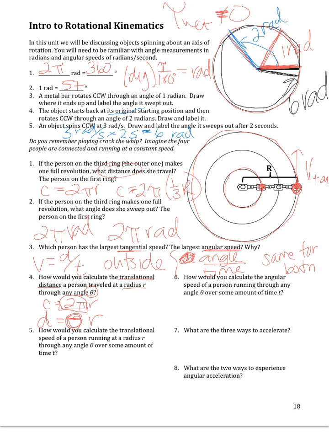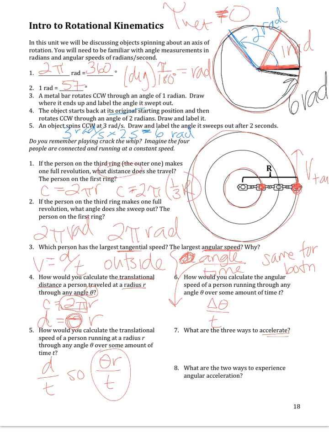How would you calculate translational speed of a person running at a radius r through any angle theta over some amount of time t? Well, if the distance from number 4 is theta times r, we know speed is distance over time. So we could just do theta r divided by time. Could tell me how fast someone's going. Number 6, how would I calculate the angular speed of a person running through any angle theta over some amount of time? Angular speed, like we said above, is just how many angles you go through over a certain amount of time. So I would just say their change in theta divided by time would give you some angular speed.